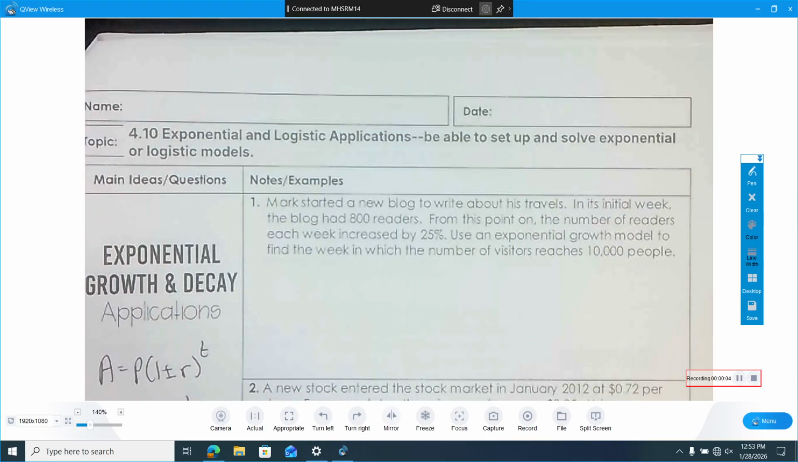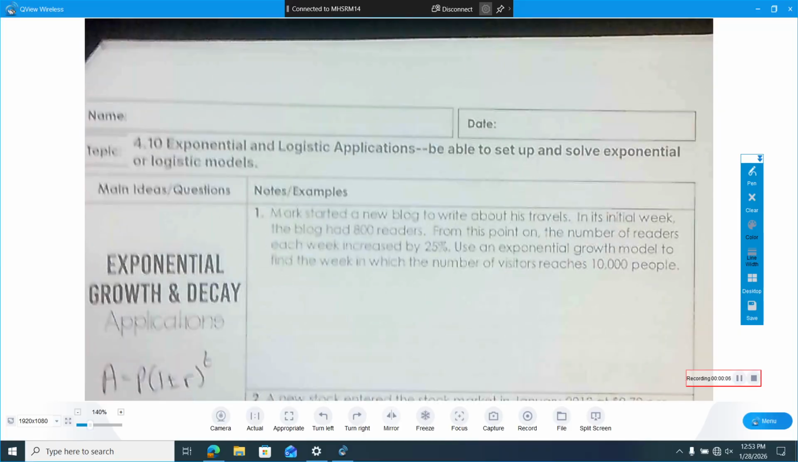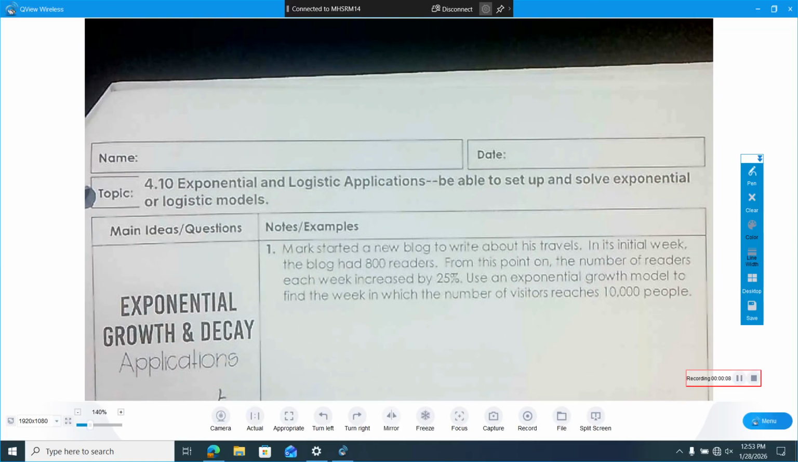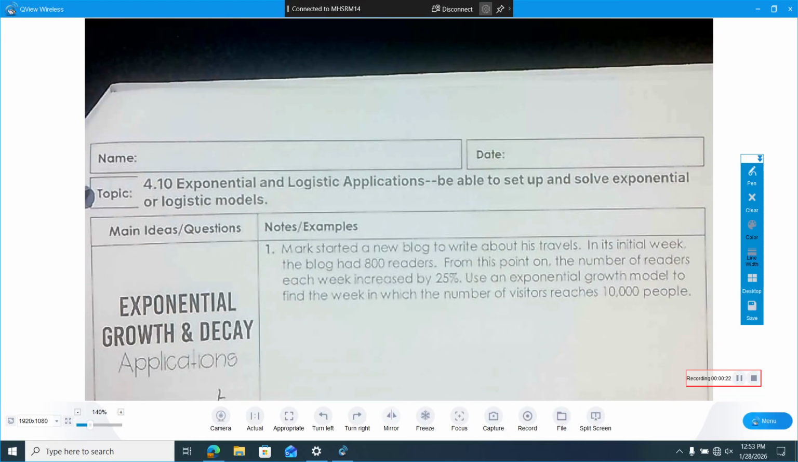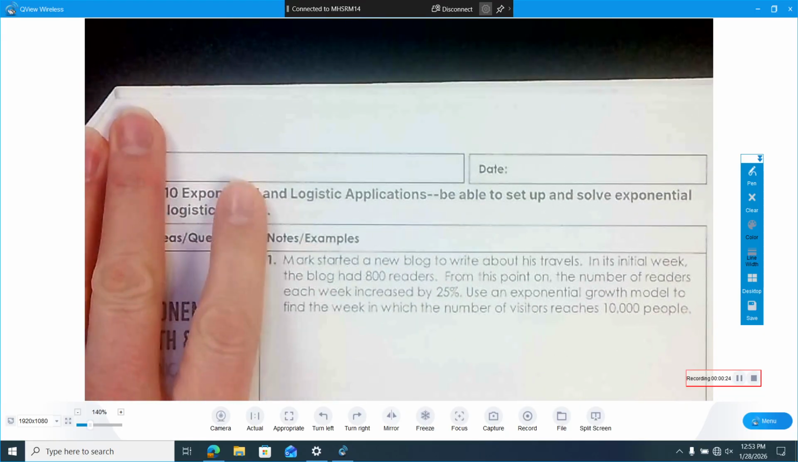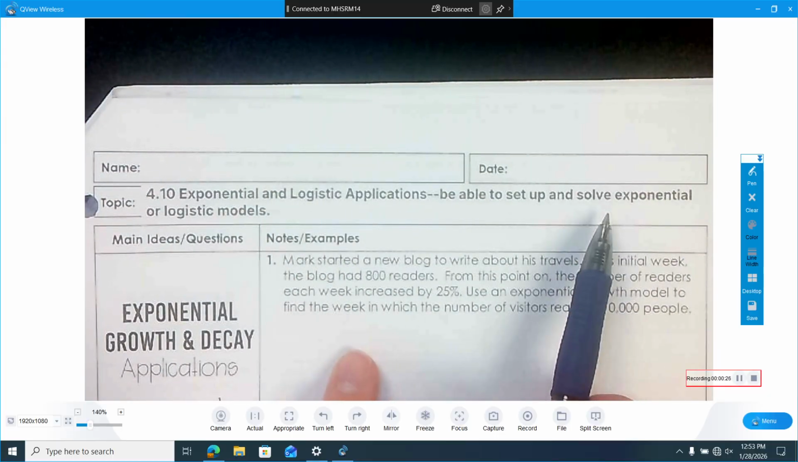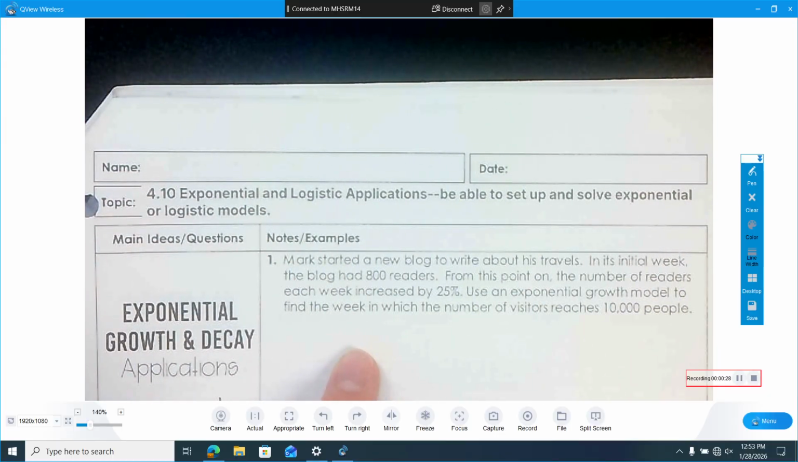So yesterday we learned how to solve general exponential equations, and we're doing the same thing today, except we're having to set them up first using the formulas that you all were tested on. So starting here on number 1, we want to be able to set up and solve exponential or logistic models.